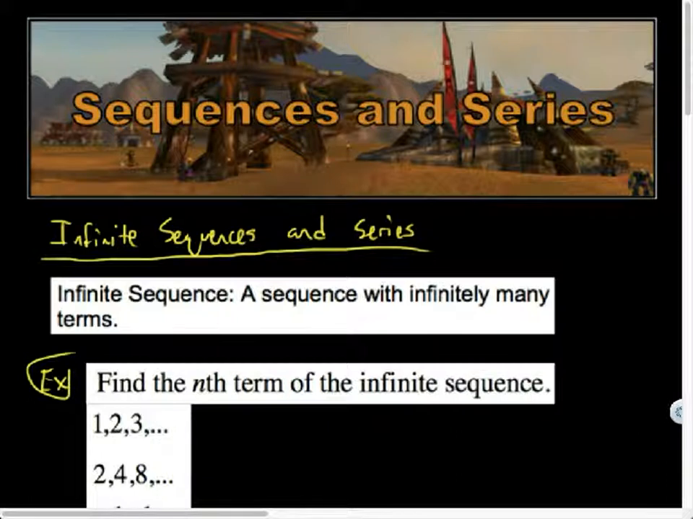Greetings and welcome, friends. Today we're talking about a concept that may scare my wife, but we'll talk about it anyways. Infinite sequences and series.